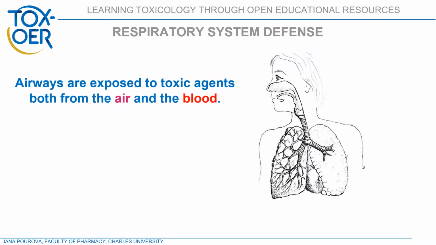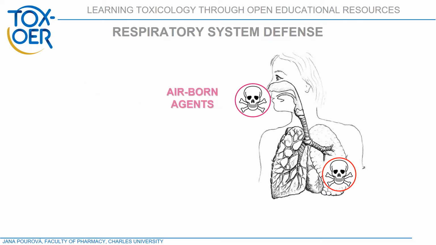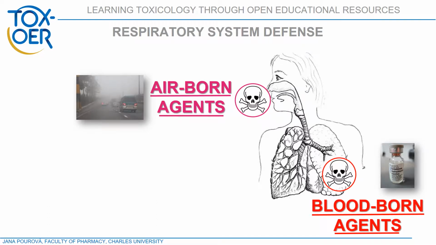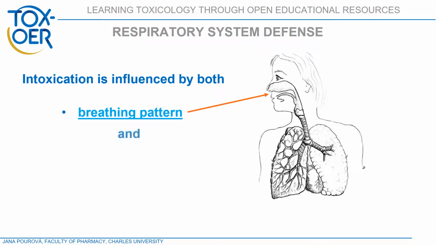Airways are exposed to toxic agents both from the air and the blood. We distinguish airborne agents and blood-borne agents. Intoxication is influenced by both breathing pattern and blood supply.